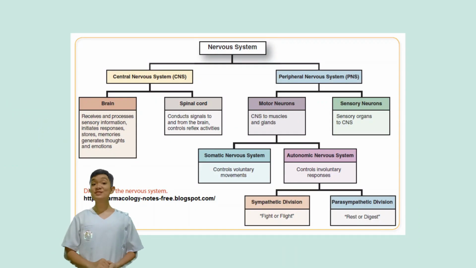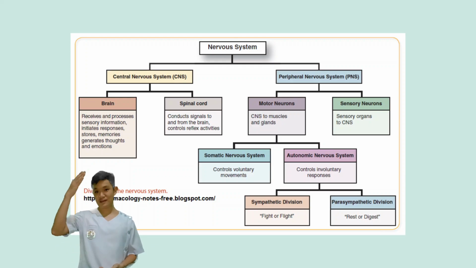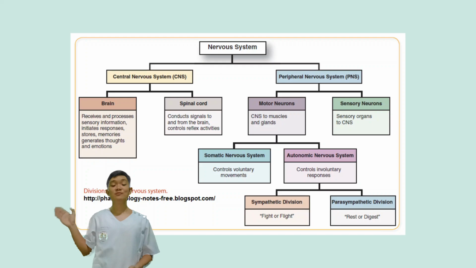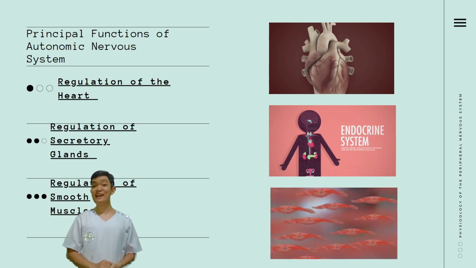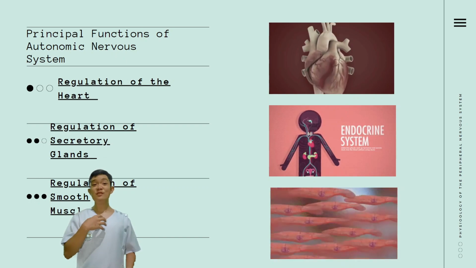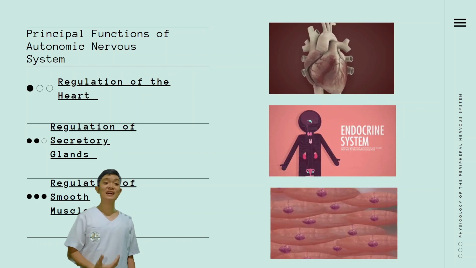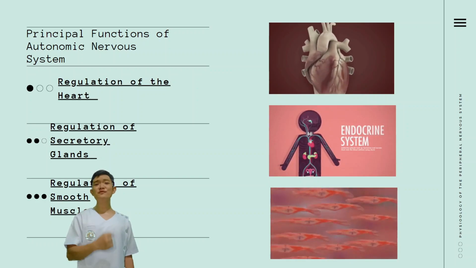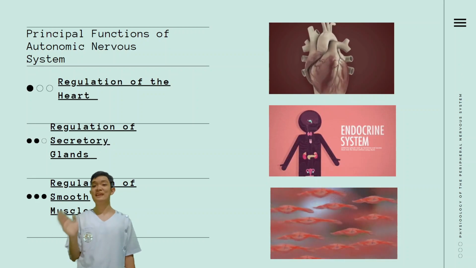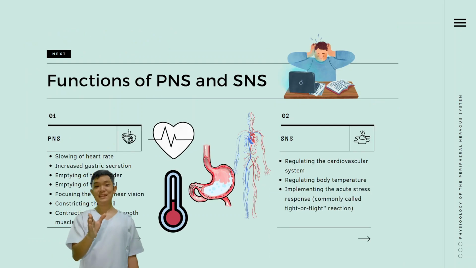This photo explains the different branches of the nervous system. So, as you can see here, these are the branches of the nervous system. Here we have three principal functions of the ANS: regulating the heart, secretory glands, and smooth muscles. On this portion, we can see different functions of the PNS and ANS. Please pause and take your time to familiarize yourself with it.